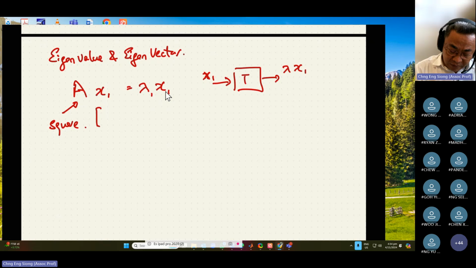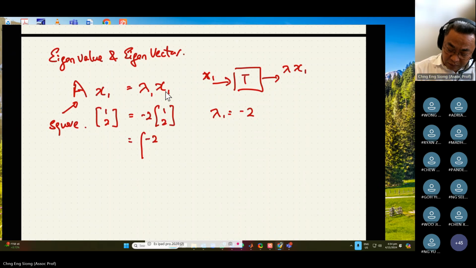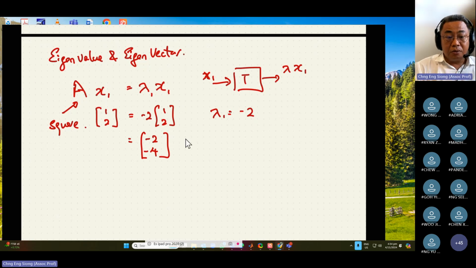Let us have 1, 2, for example, x1. If lambda 1 is equal to minus 2, then basically it is minus 2 times 1, 2. So it becomes minus 2 and minus 4. Please be careful, all right? The direction is the same. Then you say, where in the world is the direction the same?